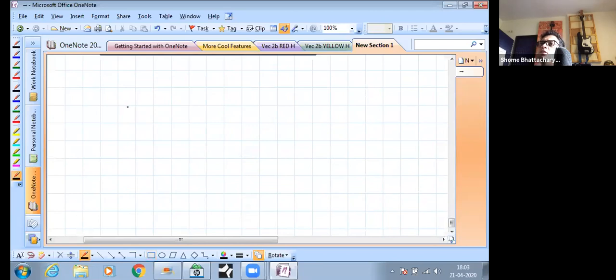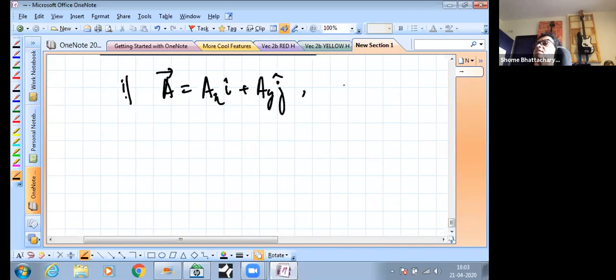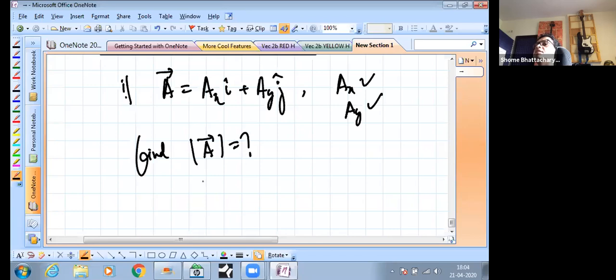So next we'll use this relation that if I know the vector A in terms of its components, Ax i cap plus Ay j cap, so I know Ax and Ay. Okay. Then from this, how can I find the magnitude of the vector and the direction? And what I mean by direction is the angle it makes with the x-axis.